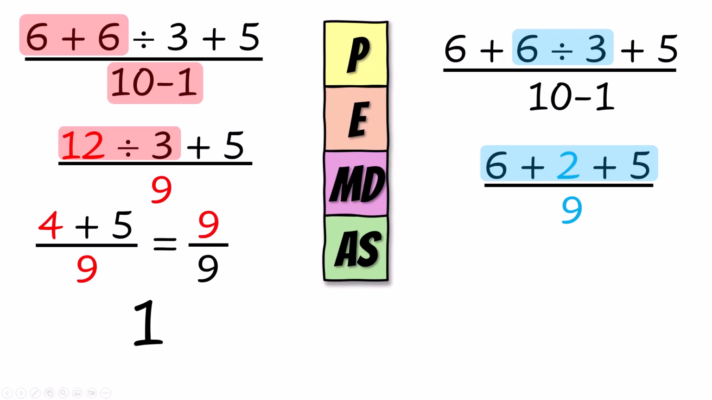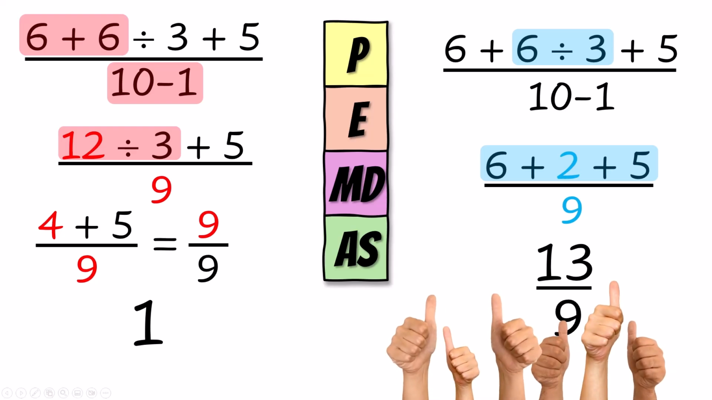I'm just going to add all three of those together at one time. I get 13 over 9. That is not a satisfying answer, but that is the correct answer. One is prettier, but this one is accurate.